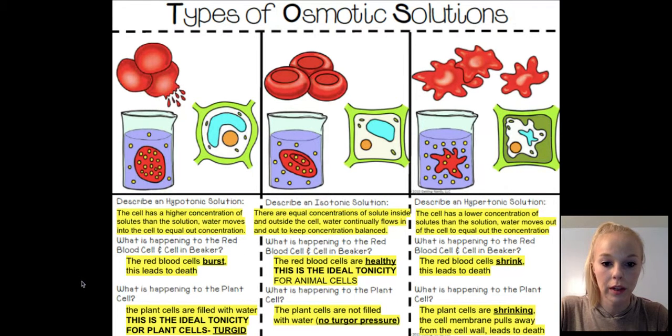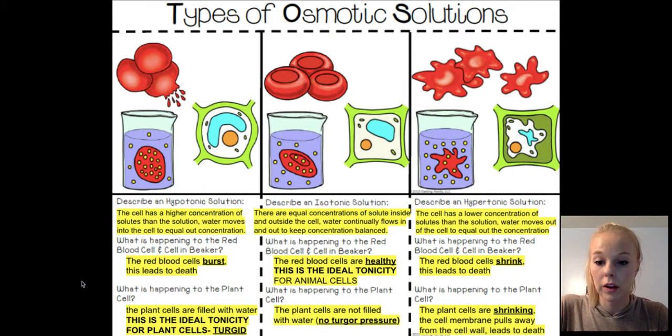There are 3 different types of osmotic solutions where there is some sort of solute present. On the far left-hand side, you see a hypotonic solution. This is where the cell has a higher concentration of solutes than the solution. Water moves into the cell to equal out the concentration.